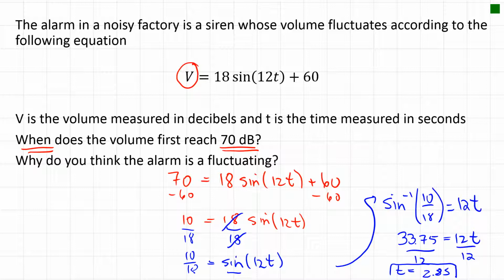Now the other question is not a mathematical one, but just trying to understand the problem. Why do you think they fluctuate the alarm? There may be several reasons for this, but one is so that it draws attention to itself, just like a siren on a police car or an ambulance. It fluctuates as well. It's not a steady hum, and that's the same reason that a noisy factory would use it too. It's so that it draws attention to itself, and people actually would react to the siren.